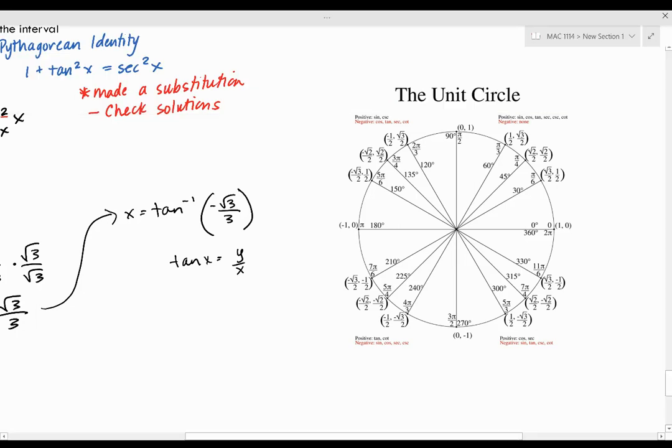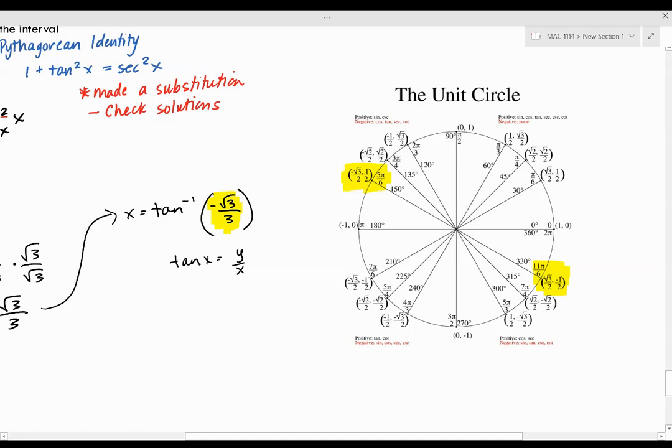So let me get my highlighter. It should be 5 pi over 6 and 11 pi over 6. Okay, so because this tangent value was negative, we know that tangent is negative in the second quadrant and the fourth quadrant, so I already knew there. And when I divide the y over x, that gives me negative square root of 3 over 3. Okay, so those are my two answers.